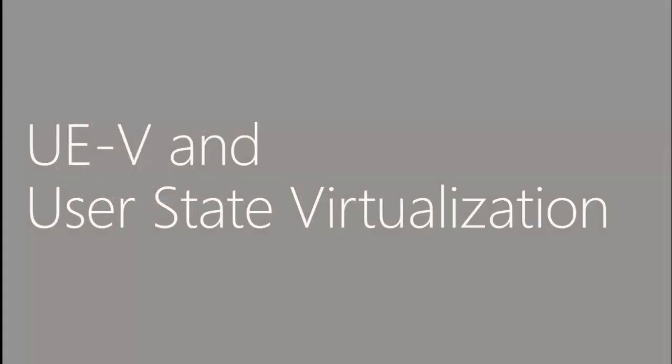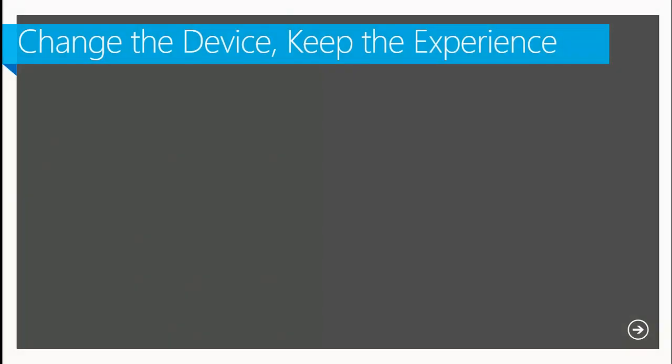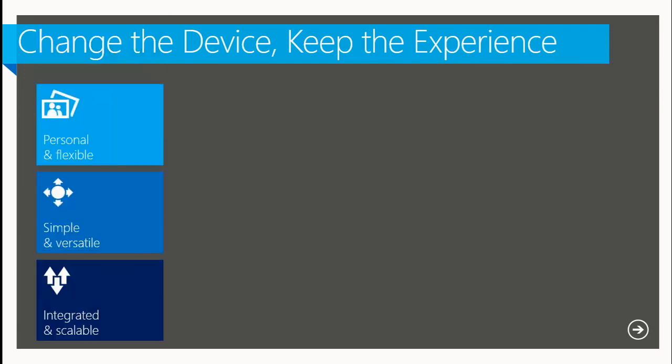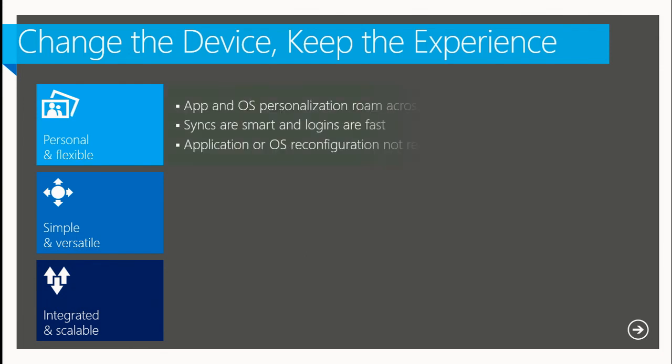All right, so let's start by giving you a little bit of background. Change the device and keep the experience. This is based on these three pillars of being personal and flexible, simple and versatile, and integrated and scalable. Now, the first one is all about making this so your users, as they roam between devices, they have the same experience, that they aren't waiting a long time to log in, that the apps just start up and things just happen, that it works the way the user expects it should work.